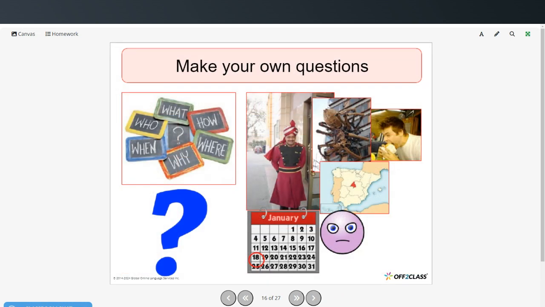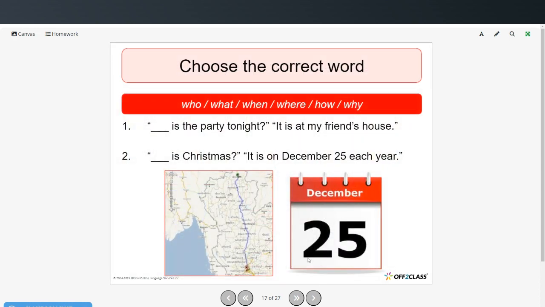So now see if you can make some of your own questions from these pictures. Again, you can pause the video, try that on your own, and then restart when you're ready to continue. Now for these, you're going to choose the correct WH word. You may have to look at the answer to the question to get a clue as to which WH word you should use. But go ahead and try those on your own and restart when you're ready to check your answers.